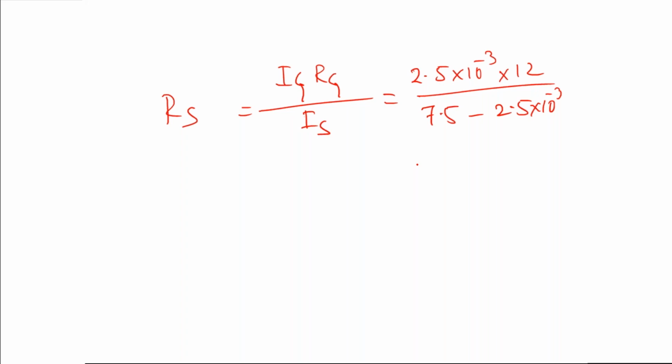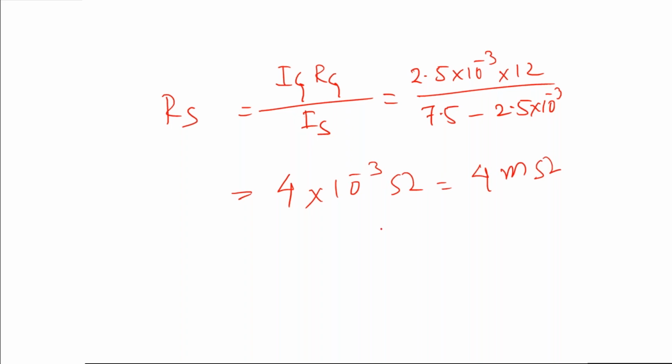So you can do that and find out. And what you get is 4 into 10 to the power minus 3 ohm. That means you have to connect a 4 milliohm resistance with this. 4 milliohm.